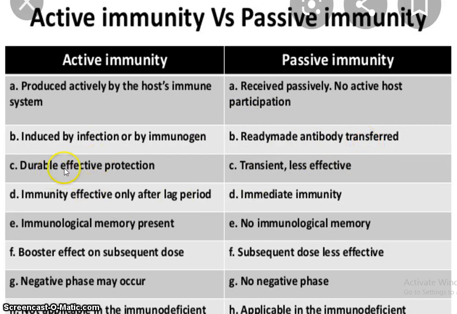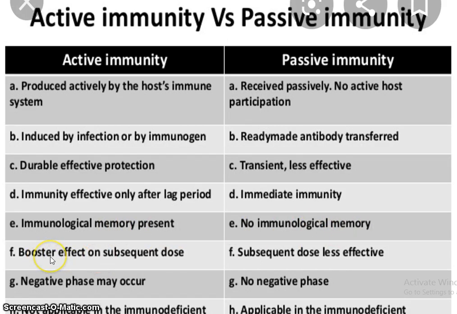Now, active immunity is very effective and passive immunity is less effective. Here a lag period is there. We have studied earlier what the lag period is: it is the time period between infection and the production of the antibodies. Now, passive immunity is immediate immunity, as we have directly injected the antibodies. Next, in active immunity there is a memory, but here there is no memory.